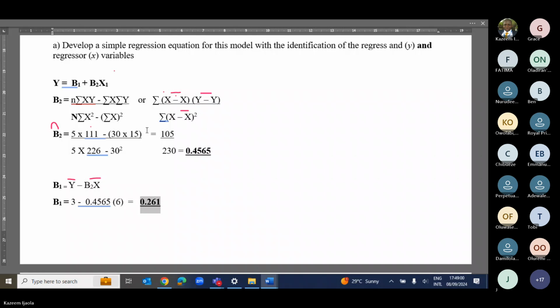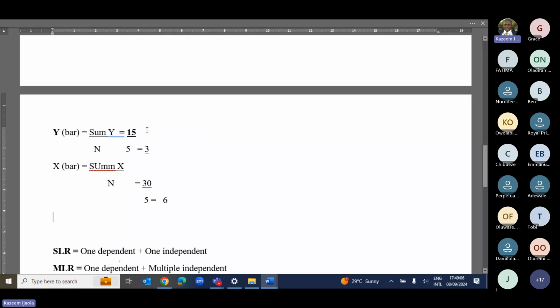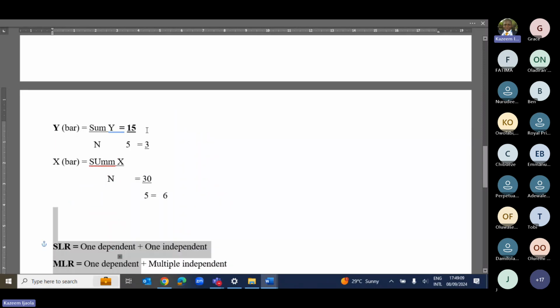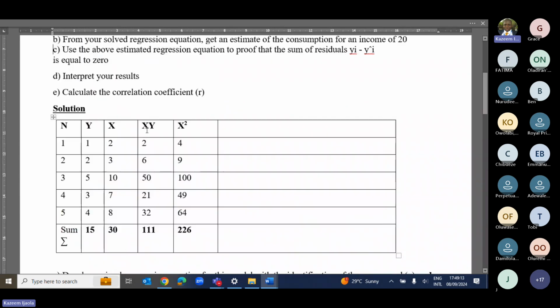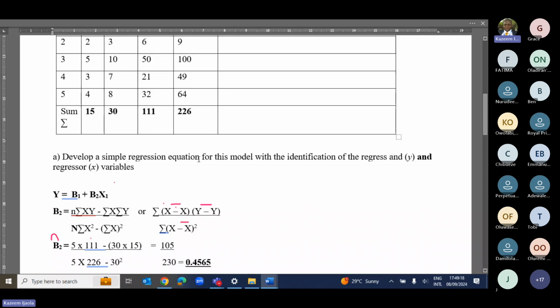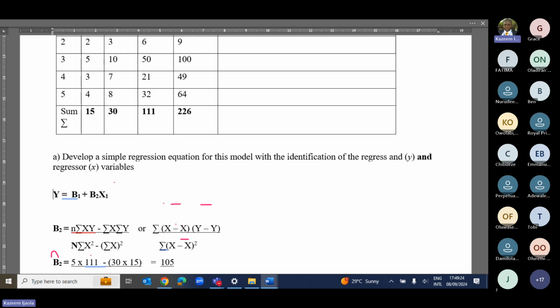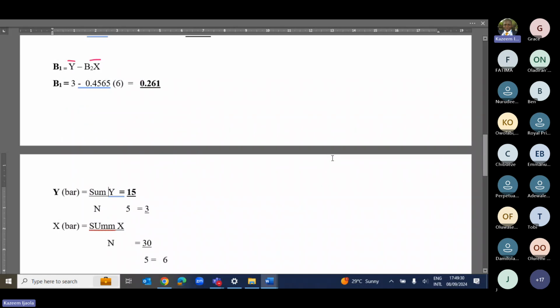So please, we have not answered the question yet. So the solution to the question is that we should write what did they say we should write? Let's read now. They say, develop a simple linear regression equation for this model with the identification of the regressor. So our simple linear regression is going to be what? Let me write it below here.